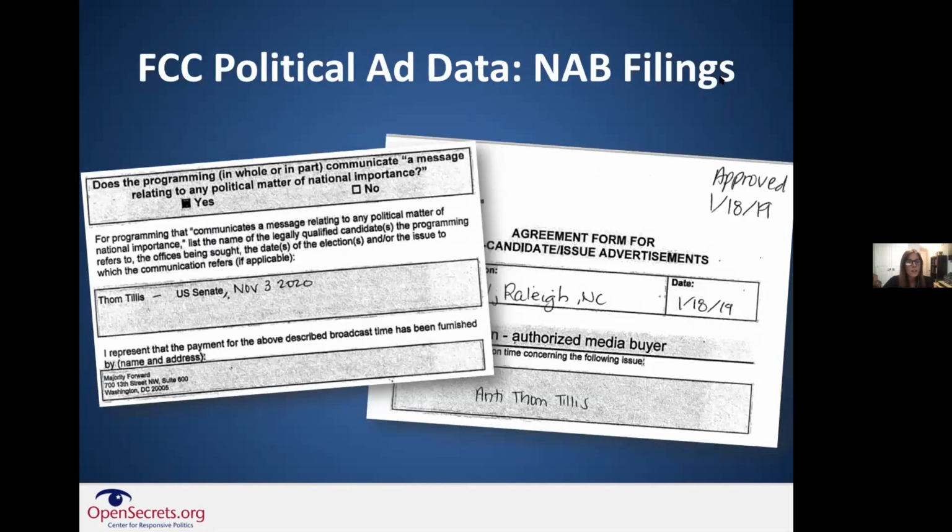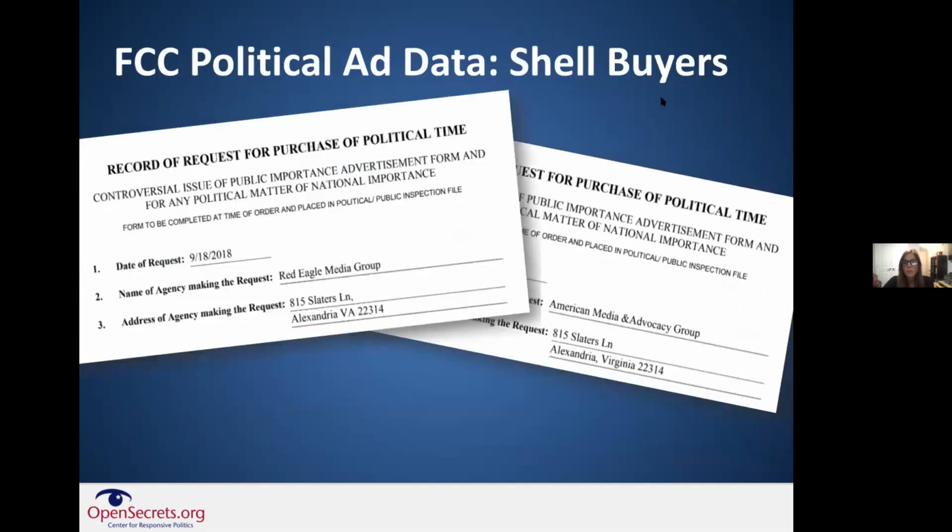The NAB filings are where they would actually report the issue that they're spending on. Sometimes this can be a candidate. Sometimes it can be an actual issue like oil, gas, pharmaceuticals, drug companies. It really varies what they'll put. And they'll request purchase time.